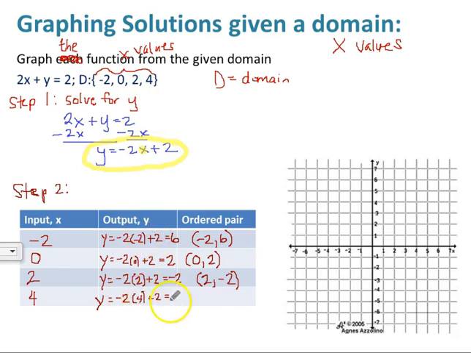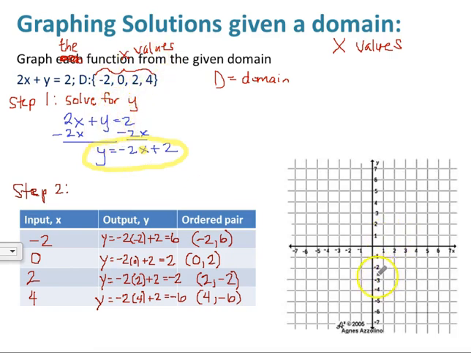-2 times 4 is -8, plus 2 is -6. So for my input value of 4, I get an output value of -6. And now I'm just going to plot these points. We only want solutions for this given domain, so these 4 domain values.